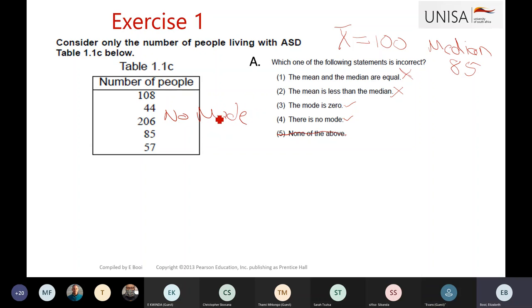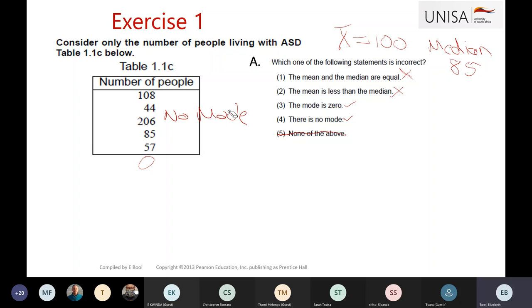If I go back to the mode, zero can also be a value in terms of the data set. Because if these are a number of people, we can have zero people. If this was registration per day for people who walked in, on certain days we might have no person coming in. So zero can also be another value.